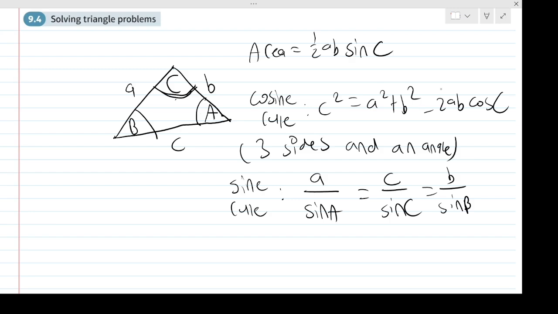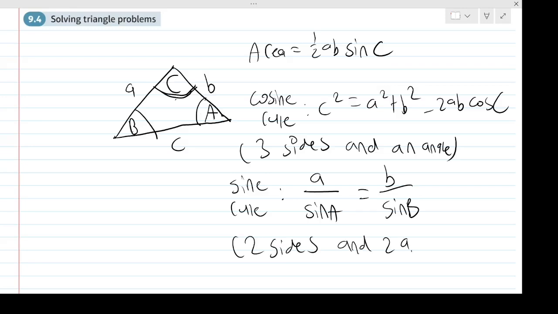Or I could just say b over sine B, which I think is what most people are familiar with. The sine rule we use to work out a missing angle or side in the case when we know two sides, or are dealing with two sides and two angles. So the crucial difference between the sine rule and the cosine rule is that the cosine rule is three sides, and we're only dealing with one angle. With the sine rule, we're only dealing with two sides, okay?